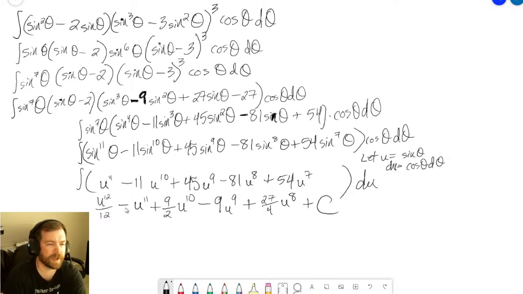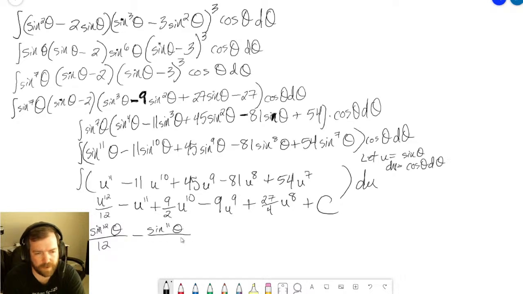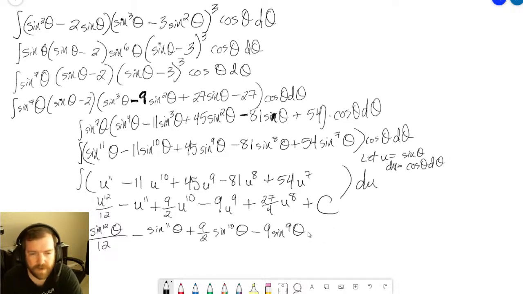Oops, wait. No, I can't do that yet. Then we got to plug the sine of theta back in. Sine 12th of theta divided by 12 minus sine the 11th of theta, just minus that sine, plus 9 halves sine to the 10th theta minus 9 sine to the 9th of theta plus 27 fourths sine to the 8th of theta plus c. Okay.